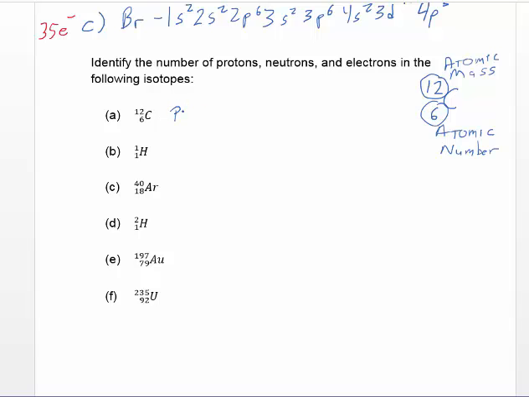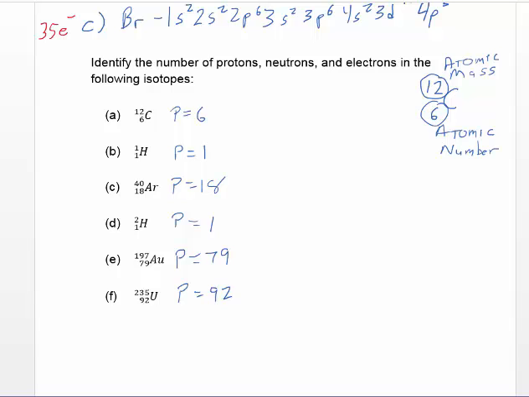The protons are 6. Protons are 1, because that's 1. Protons are 18. Protons are again 1. Protons 79. And protons 92. Again, that number tells you directly what the number of protons will be. Now, for the neutrons, we have to subtract.